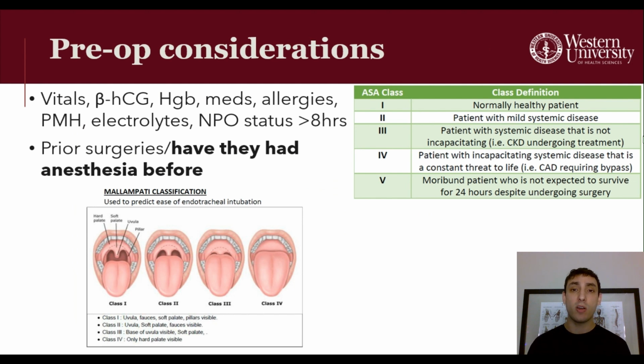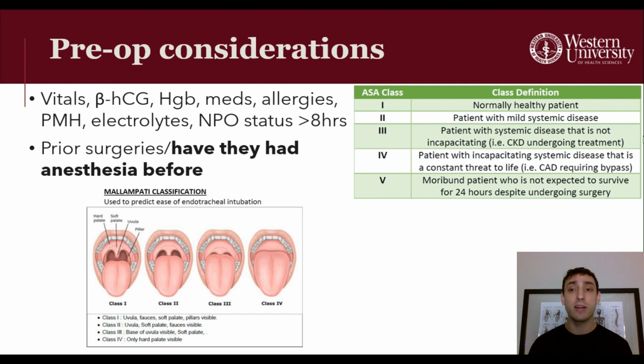Two other things to think about are your Mallampati classification, which you will most likely be asked about. You want your patient sitting up. You want them to stick out their tongue and open their mouth without saying ah, and see how much you can visualize. So 1, you can see everything. You can see that uvula, soft palate, hard palate really well. And as you go up to 4, you see less and less.